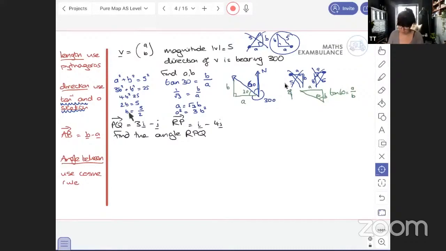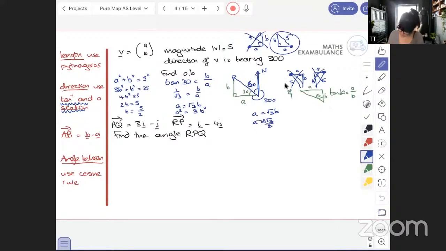So I know what B is. I know B is positive because I know the direction it's going in. And now I can find A. So simultaneous equations. A is root 3 B. So A is root 3 times 5 over 2. But I know that A is negative. A is negative. So actually that's not true. A is minus 5 root 3 all over 2.